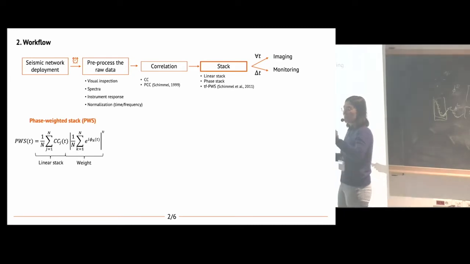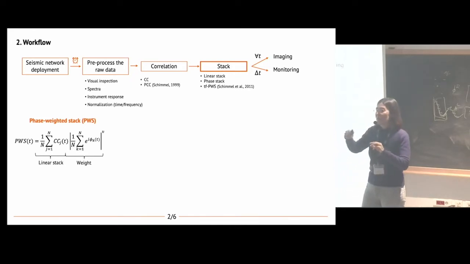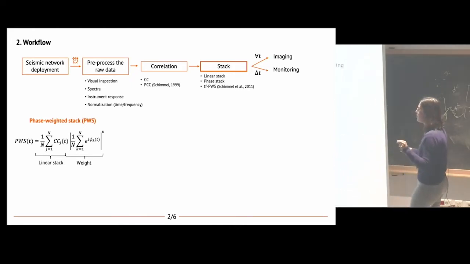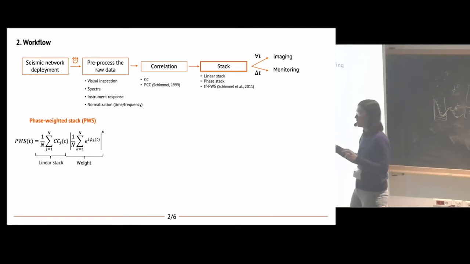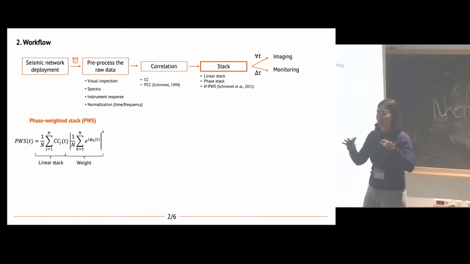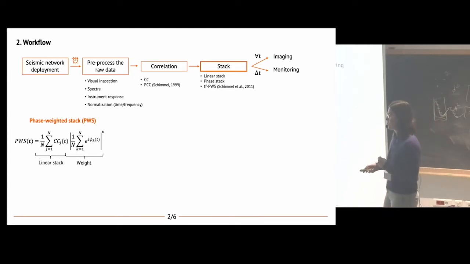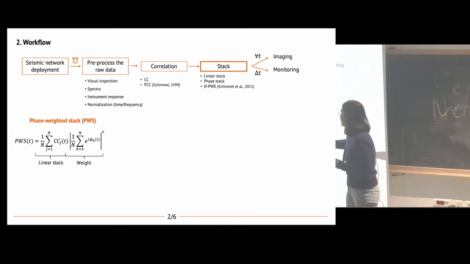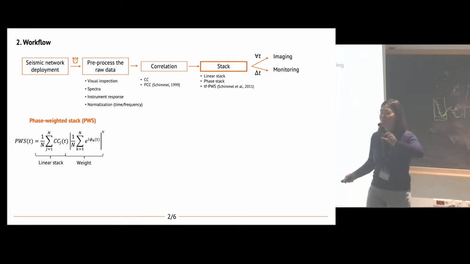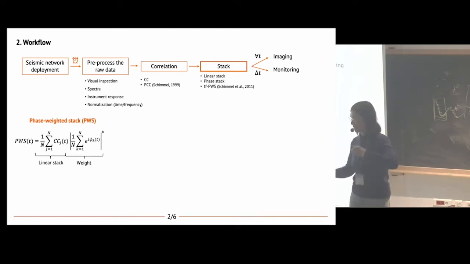If the phases are coherent, then we have a big weight, and the stack is going to have this peak. But if the signals are incoherent, then we are going to mitigate these incoherent arrivals. So it's a way to enhance the signal-to-noise ratio. We have in the expression here a power, and with this power we can control how much we want to filter the incoherent noise.